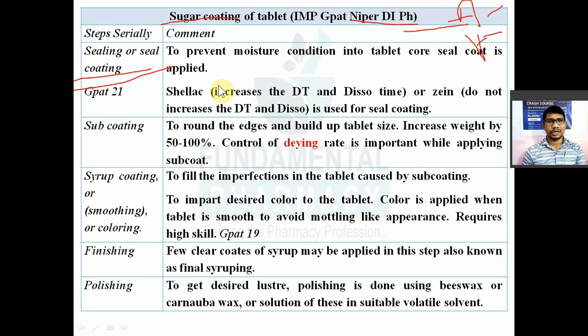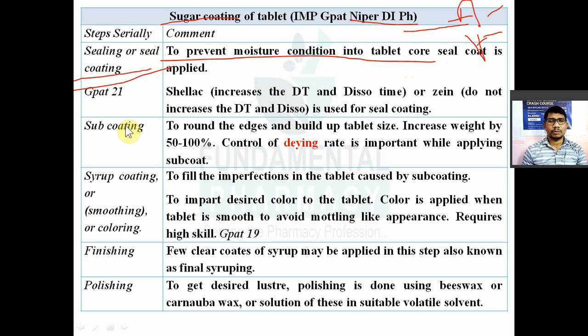First step of sugar coating is a seal coating, and for that two types of polymer are used. Remember the purpose, a question on the purpose came in GPAT 2020. So what is the purpose of seal coating of tablet in a sugar coating? To prevent the moisture penetration in the core of tablet.